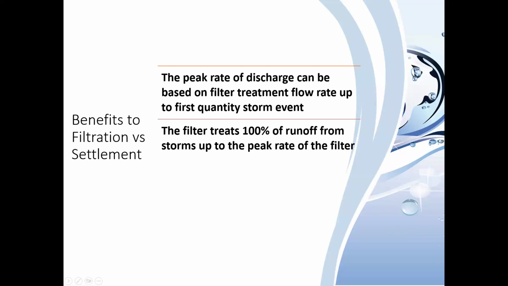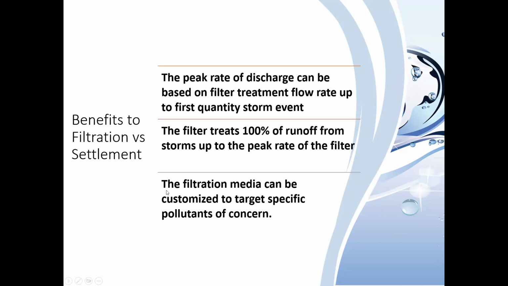So you're treating from the trickle all the way up to the 2-year storm event, or whatever storm event your filter's handling. And then the third one is your filtration media can be customized to target specific pollutants of concern. I mentioned the media we're using already has benefits for hydrocarbons and metals. We are talking with a couple of other media folks about ways to take out nitrogen, phosphorus, PFAS, a variety of pollutants of concern in different areas. So, a very versatile system that can be customized to meet specific pollutant concerns in different areas.